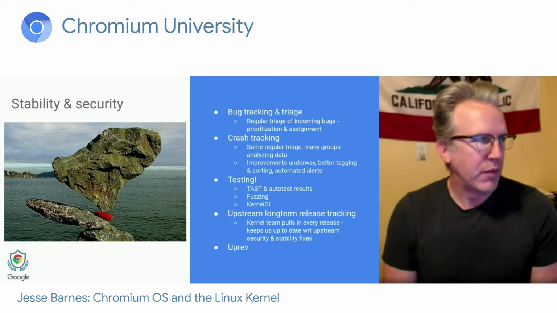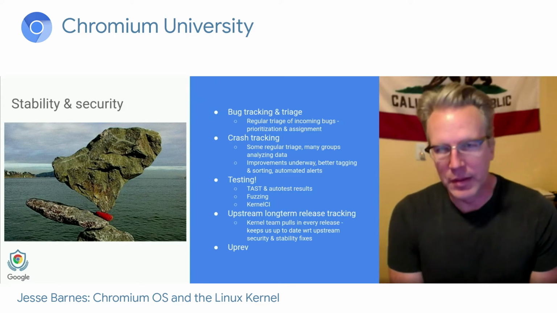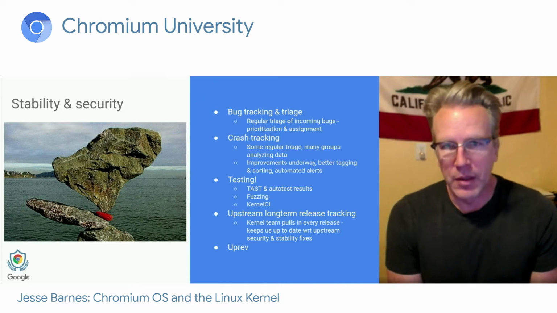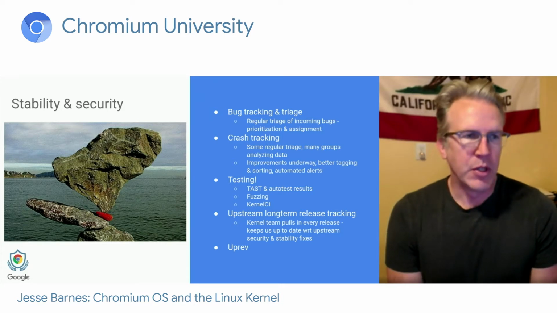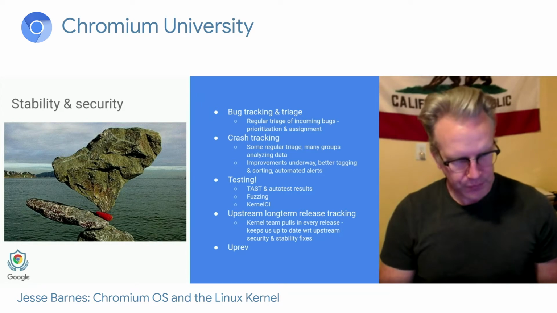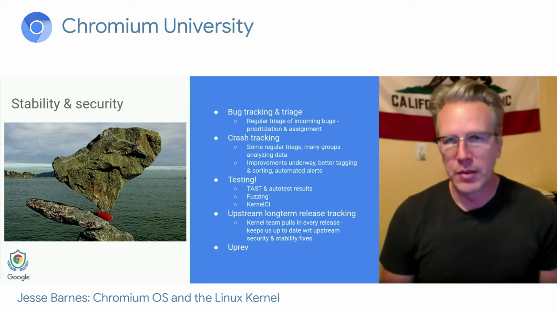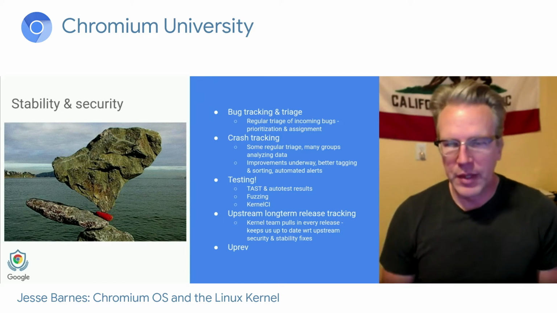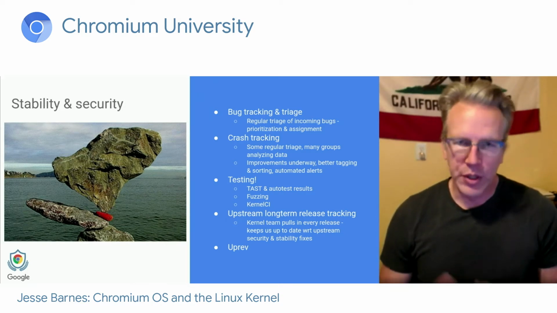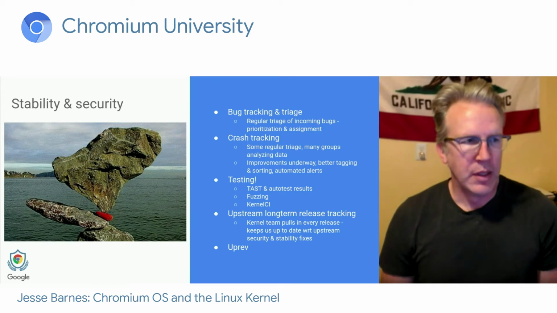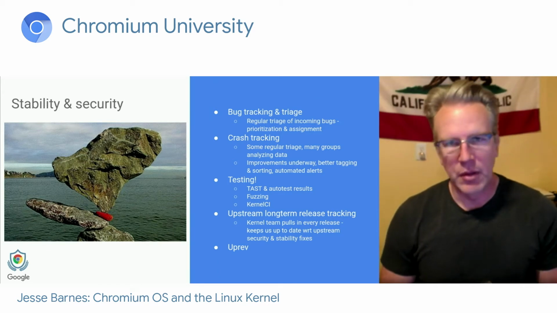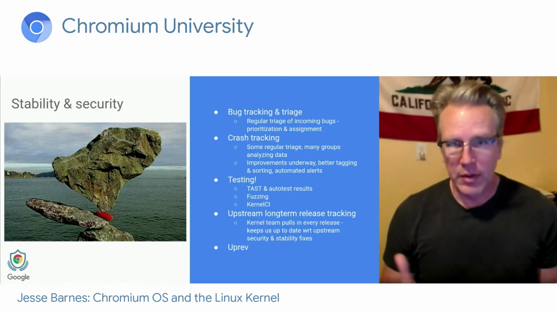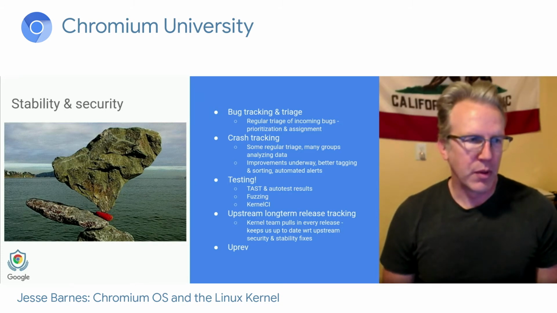One big element of the security piece, especially, and to a lesser extent the stability piece, is the fact that we track the long-term kernel releases really strongly. So when we choose a kernel for a device, we'll choose a long-term supported kernel from upstream kernel.org, and whenever a new stable release comes out, we'll merge it in to our tree. So we'll pick up all the latest security fixes and all the latest stability fixes that way. It's a lot of work, but it's definitely worth it.